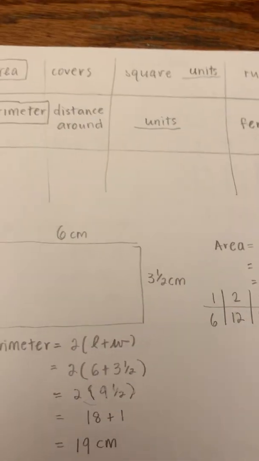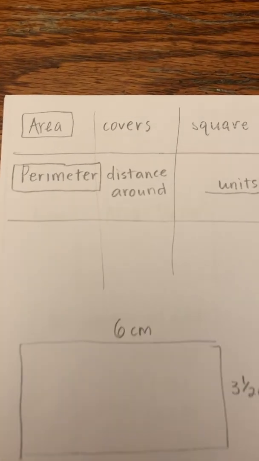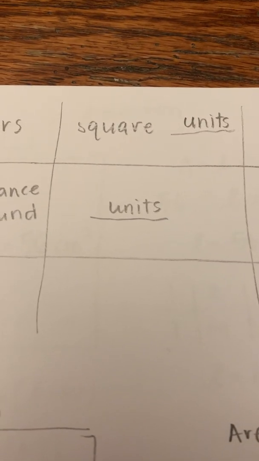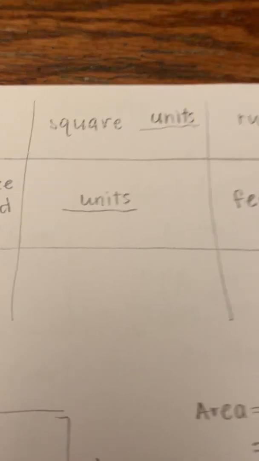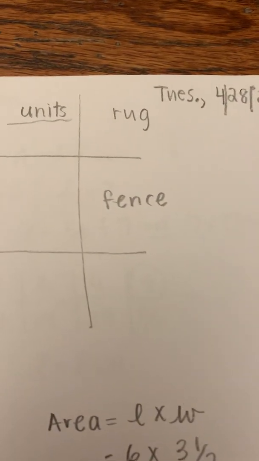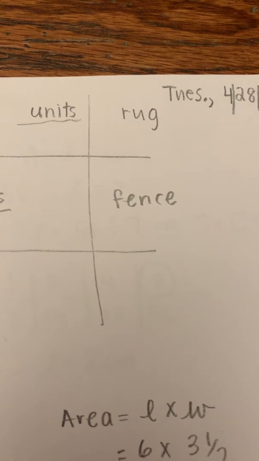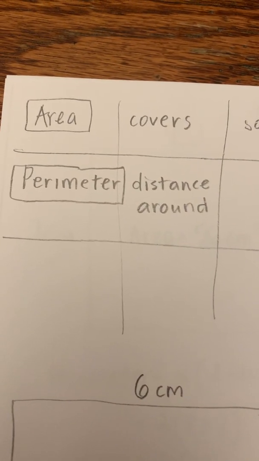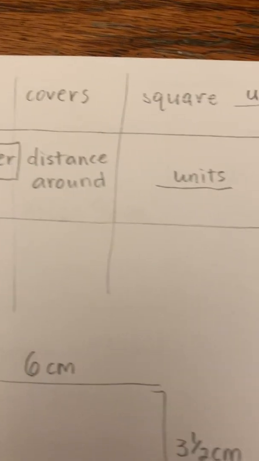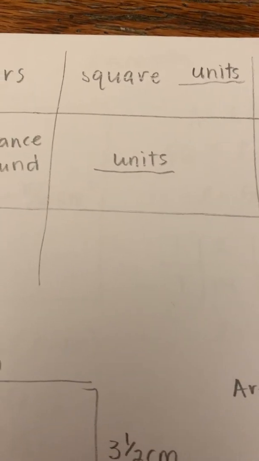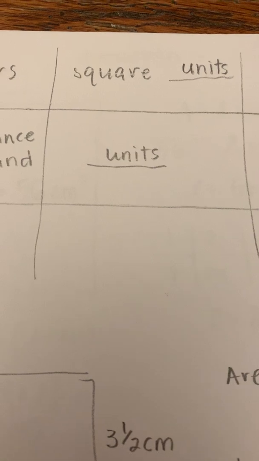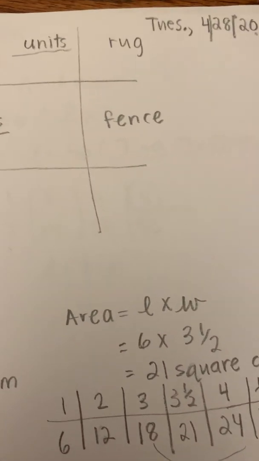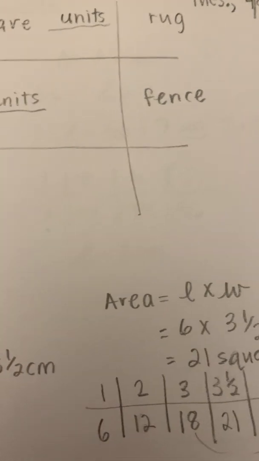And I just wanted you to see this, that area is when we cover something and we label it with square units because we're counting how many squares it covers in that space. And usually I think about how a rug covers a specific place. Perimeter is the distance around the shape, like you're walking around the shape. And we label it just with units, which could be miles, feet, centimeters. And then I always think about a fence. We put it around the yard.